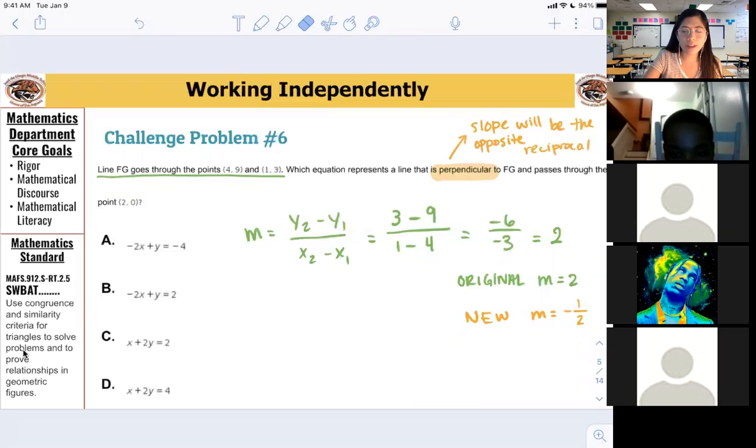My new slope is -1/2, and it has to pass through the point (2, 0).